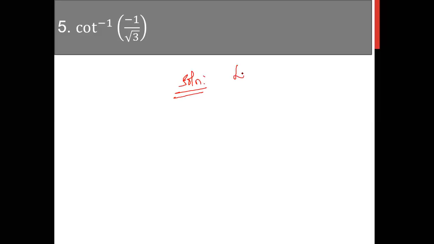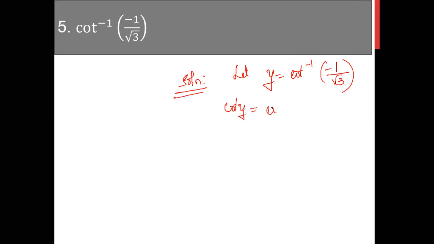Solution. So what you have to do? Let y is equal to cot inverse of minus 1 by root 3. Okay, cot inverse of minus 1 by root 3. So what you have to do? Apply cot on both the sides. So cot y is equal to, I can see the answer already coming. Okay, what is the answer? Minus pi by 3 is the wrong answer. Okay, work it out, students.